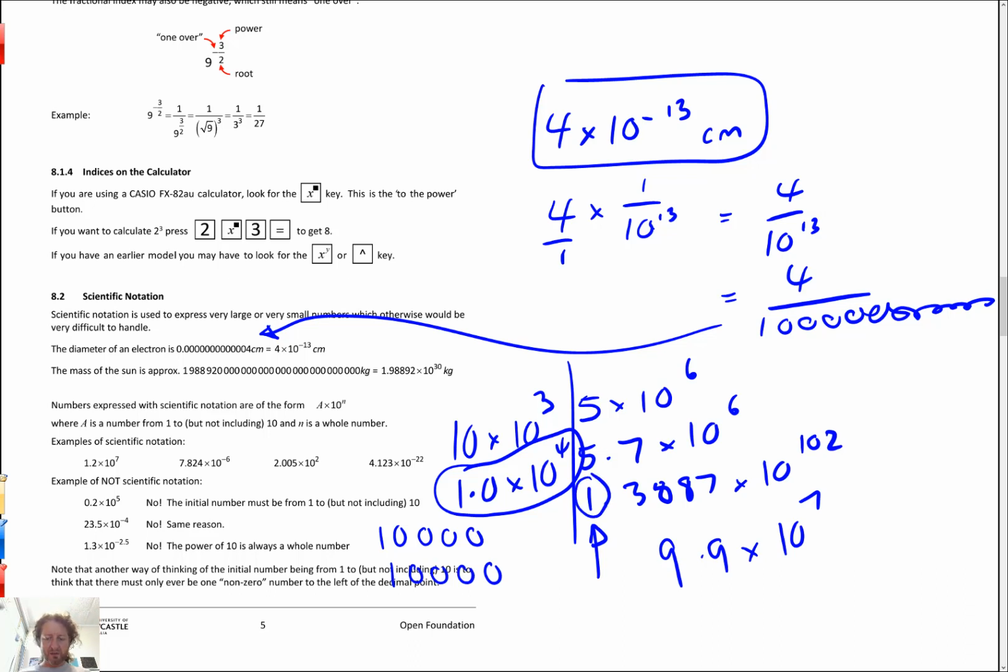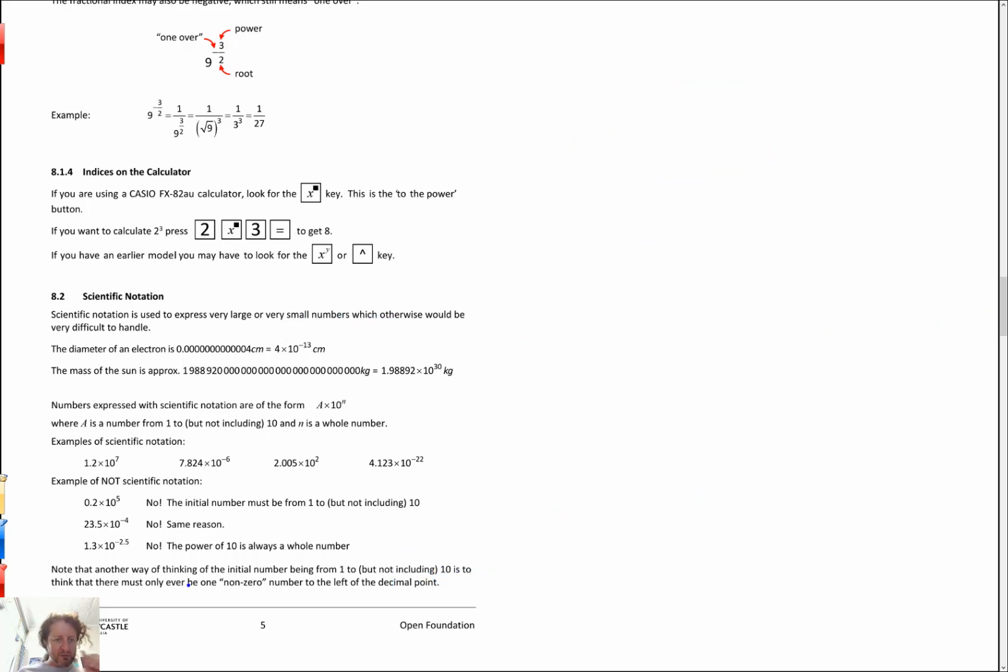So let's get rid of that stuff and look at the examples we've got. 1.2 by 10 to the 7, great. Only 1 to the left, 7 to the left, 2 to the left of the decimal point, 4 to the left, they're all good. But not 0.2, it's a non-zero to the left. It's still a number, it's just not scientific notation. If I want to convert 0.2 by 10 to the 5 into scientific notation, I'd have to times this number by 10 in order to write it as 2. You can write 2.0 if you want, just 2 will do me. 0.2 times 10 is 2.